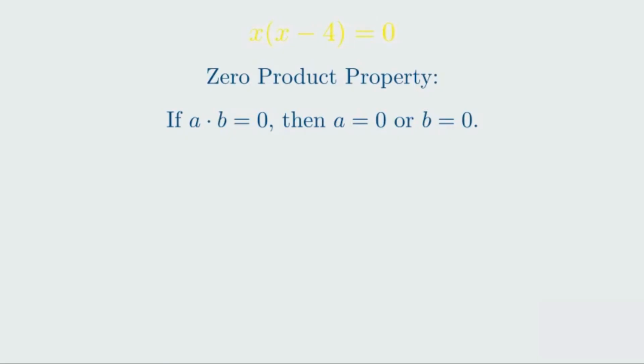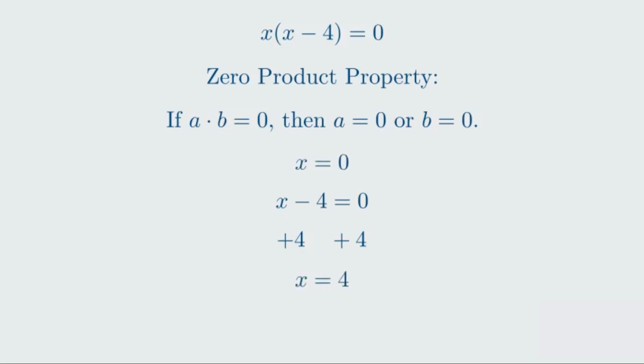Our first possibility is that x equals 0. This is one potential solution. Our second possibility is that x minus 4 equals 0. Adding 4 to both sides gives us x equals 4. This is our second potential solution. So we have found 2 possible answers, x equals 0 and x equals 4.